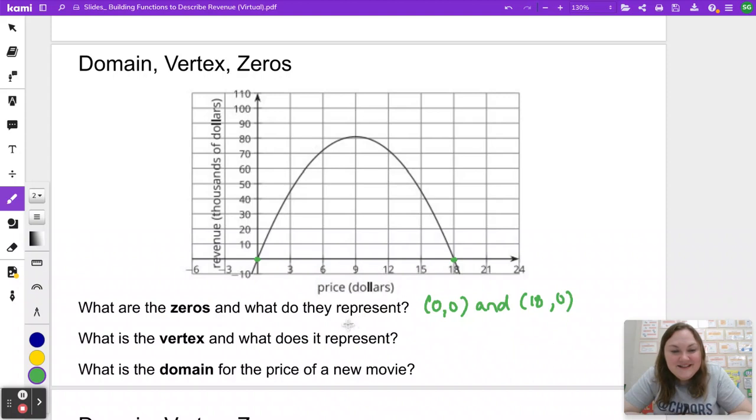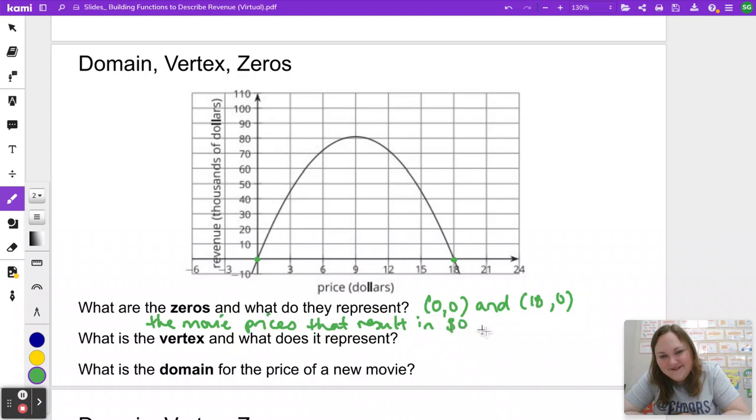And what do they represent? They represent the movie prices that result in $0 of revenue. So that's going to be one question we practice, is identifying the zeros and talking about what they mean. The second question is identifying the vertex and talking about what it means.